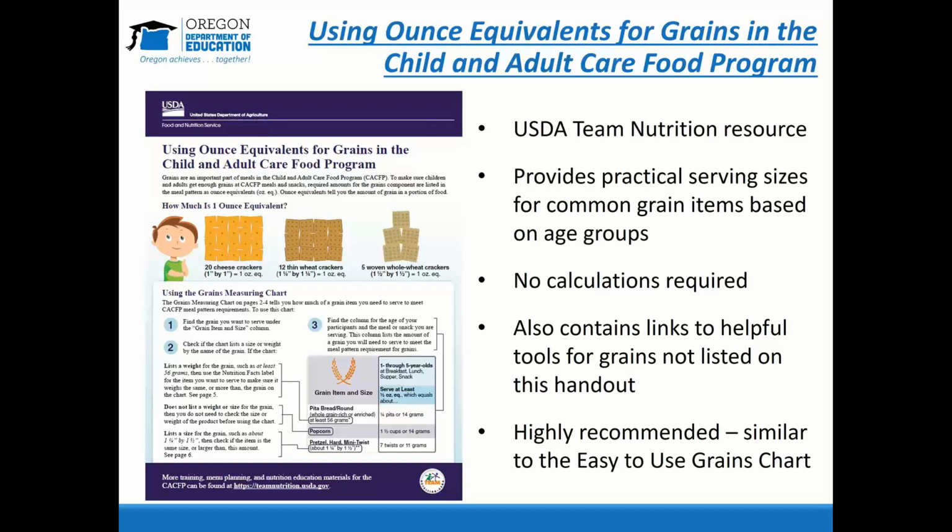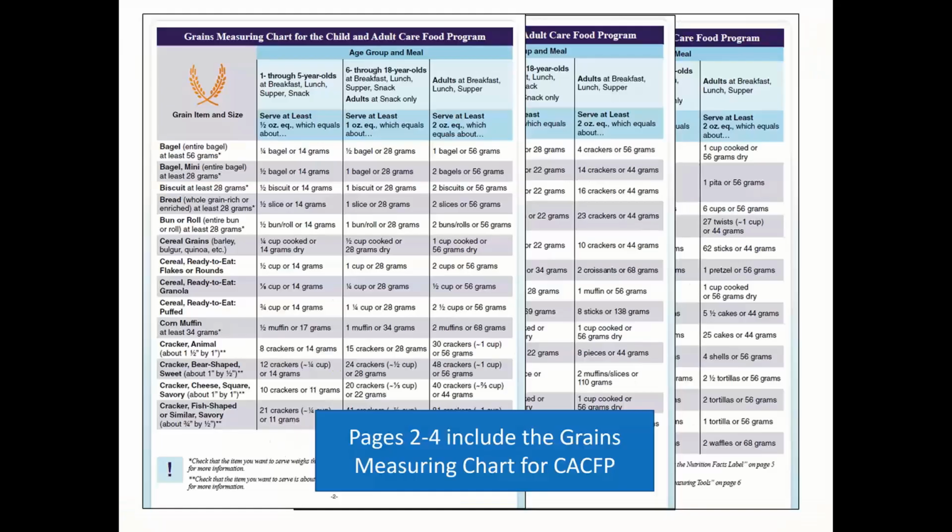And if you click on the link that's on your slide, this is the title that's above, that's underlined in blue. You can go directly to Team Nutrition's webpage to download the file. They also have a Spanish version, and you can order print copies as well. Here is what the grains measuring chart looks like. It goes from pages 2 to 4 of the handout, and it lists all of the most common Exhibit A items and the appropriate serving sizes for the age group served.